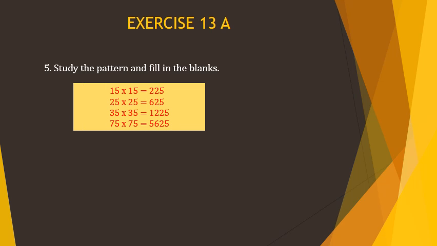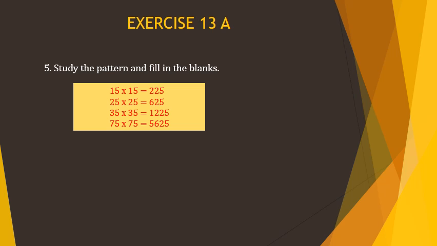Now let's come to the next question of the pattern. This is question number 5. Study the pattern and fill in the blanks. So children, just see, 15 multiplied by 15 is equal to 225. 25 multiplied by 25 is equal to 625. 35 multiplied by 35 is equal to 1225. 75 multiplied by 75 is equal to 5625.